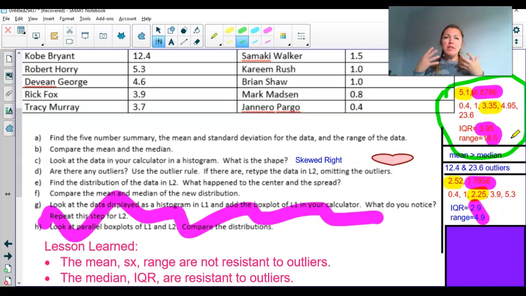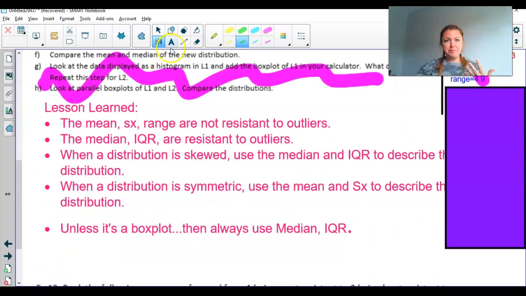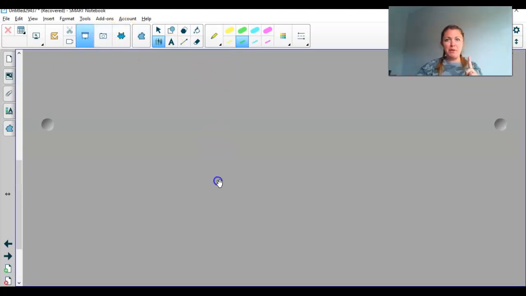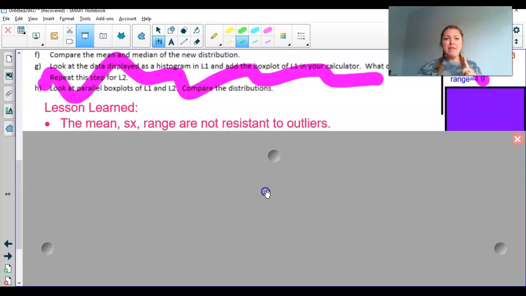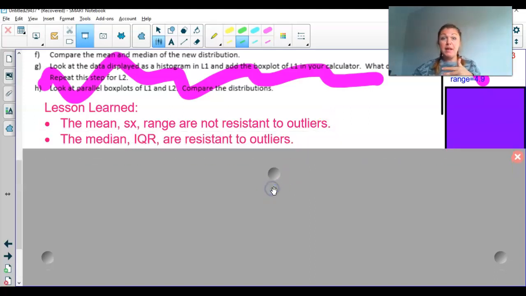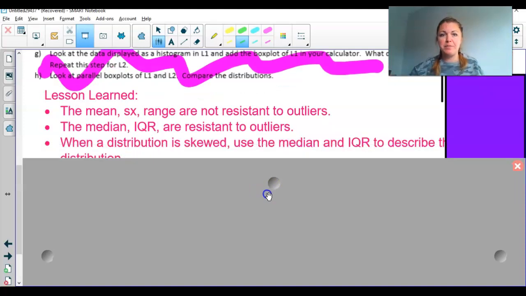Okay, so this is where the term resistance comes in. The lessons we should learn here. This is what we want to write down. If we haven't written anything down yet, this is what we want to write down. The mean, standard deviation, and range are not resistant to outliers. They're greatly affected by them, as we just saw here with this example. The median and the IQR are resistant to outliers or extreme observations.